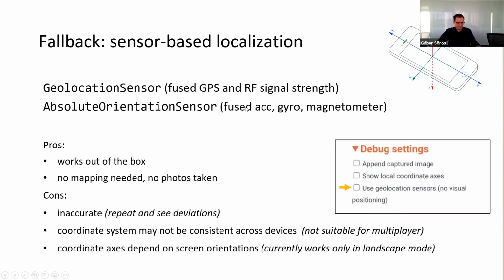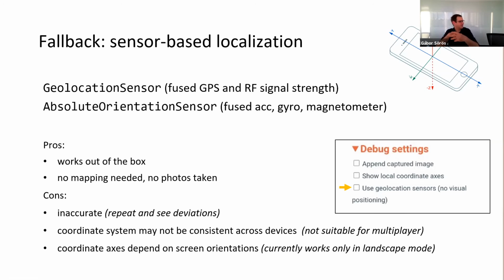For a fallback, I created sensor-based localization, which takes the geolocation sensor and absolute orientation sensors of the device, or actually these are already exposed as APIs for the browser. The good thing is that then you don't need any kind of photos, you don't need any kind of visual positioning. So this works right out of the box. The problem is it's quite inaccurate.